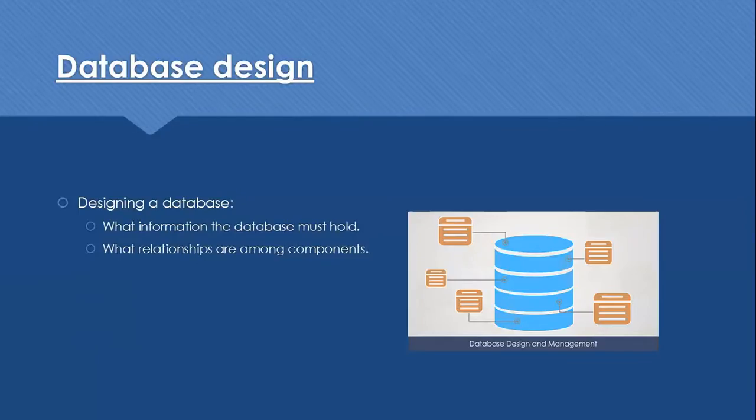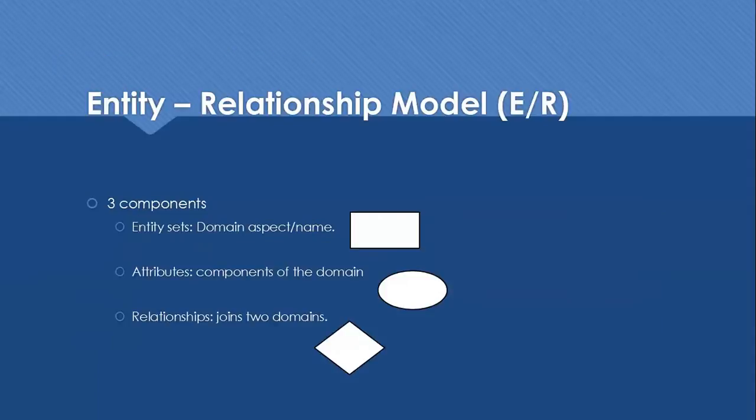Let's define what it is. Database design is just a model with the information of the data it must hold and the relationship amongst the different components in it. One of the models or components we're going to talk about is the ER diagram, otherwise known as the entity relationship model. The entity relationship model has three different components: entity sets, attributes, and relationships.